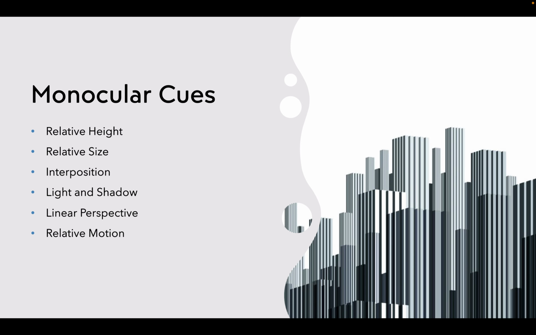Let's look more closely at the monocular cues. So the first one is relative height. Relative height is how we perceive objects higher in our field of vision as farther away, because we assume the lower part of the figure-ground illusion is closer.